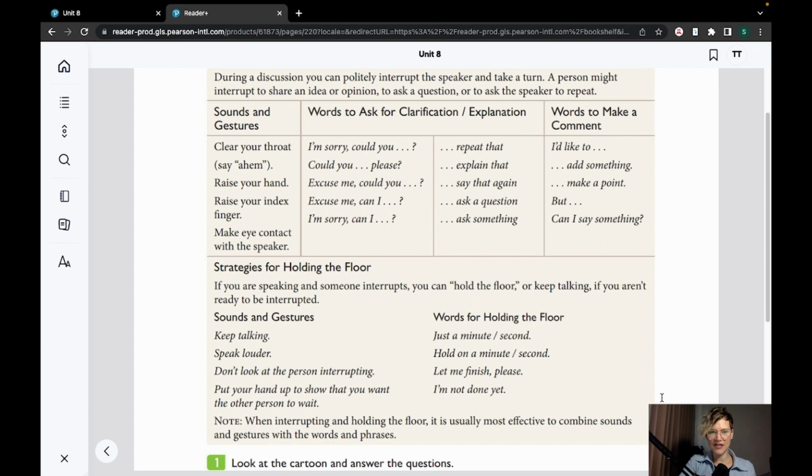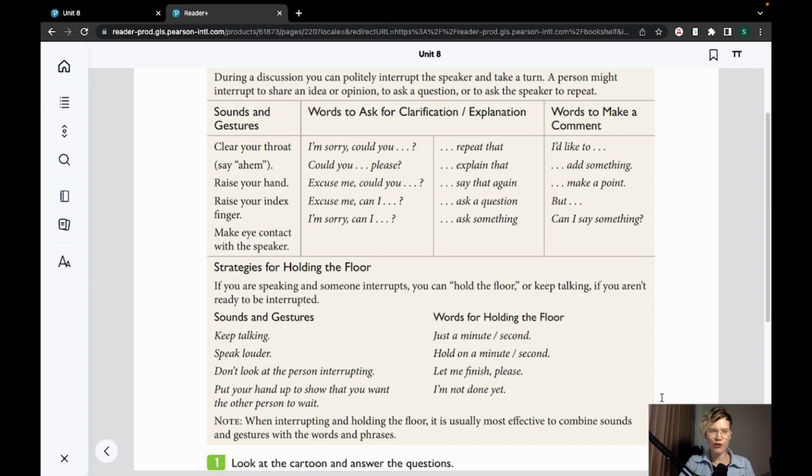So, sounds and gestures, words to ask for clarification and explanation, and words to make a comment. Now, for instance, sounds and gestures could be clearing your throat, raising your hand, raising your index finger, making eye contact with the speaker. That could show that you're actually interrupting. You want to say something, you want something repeated.